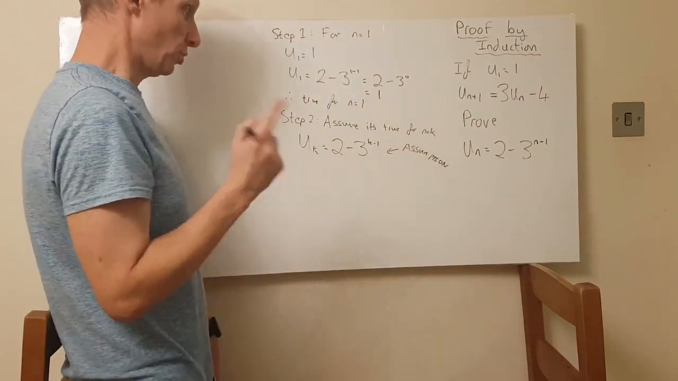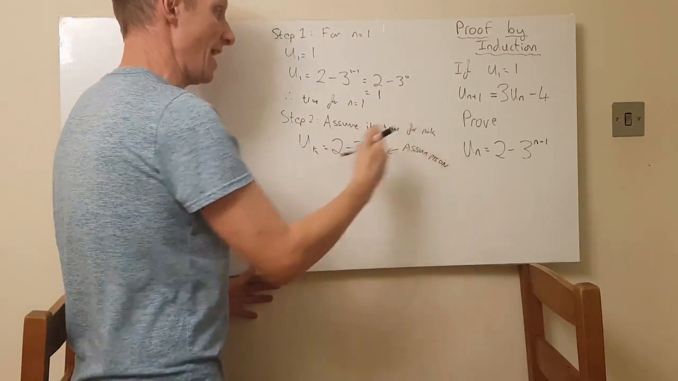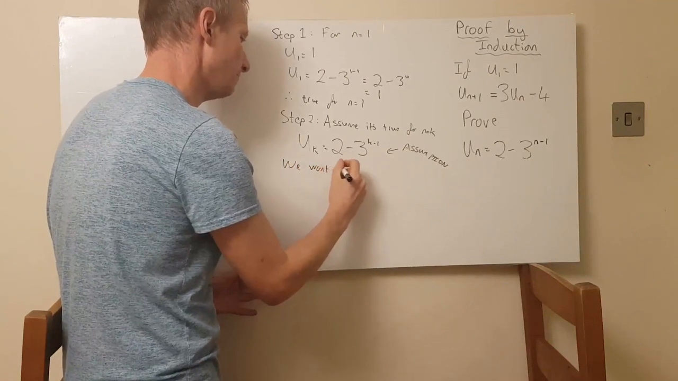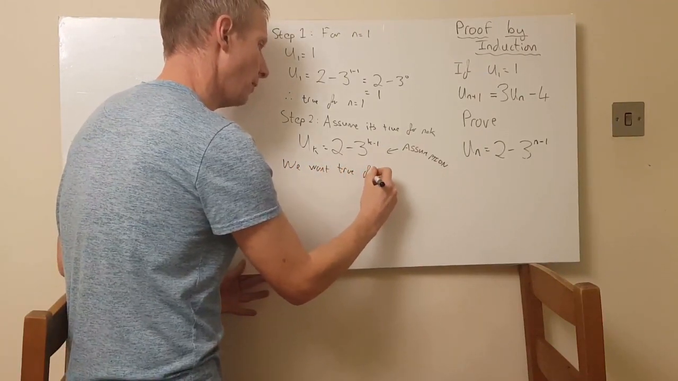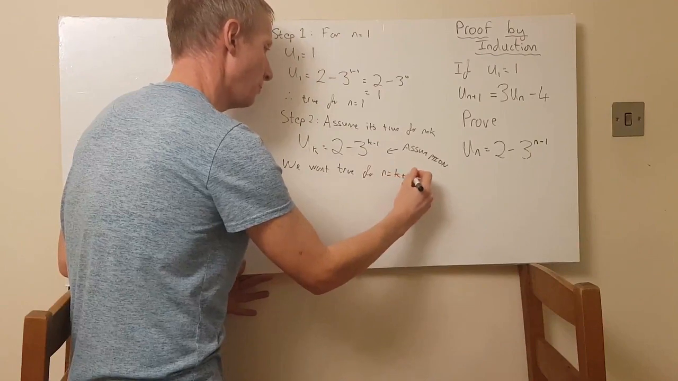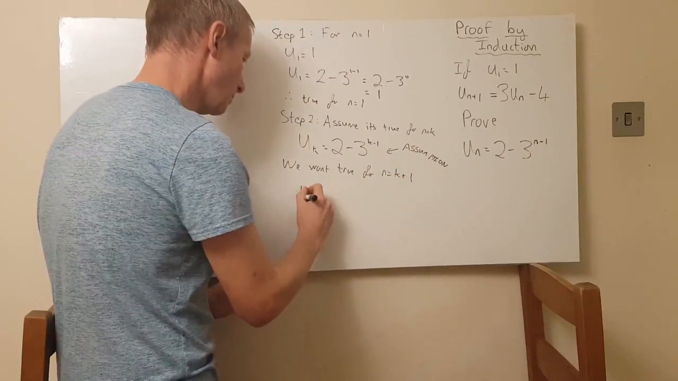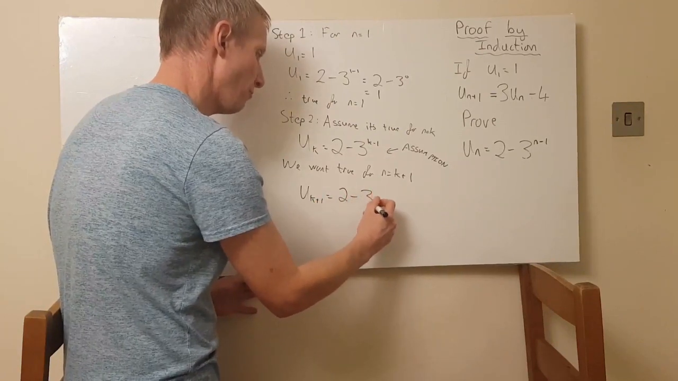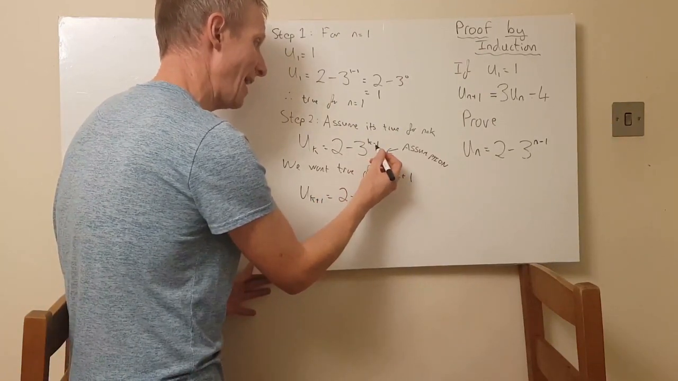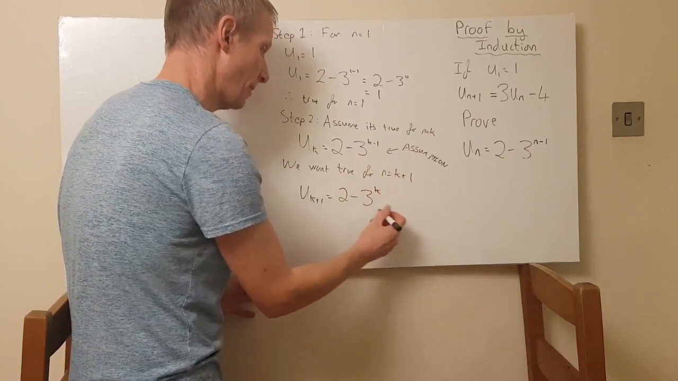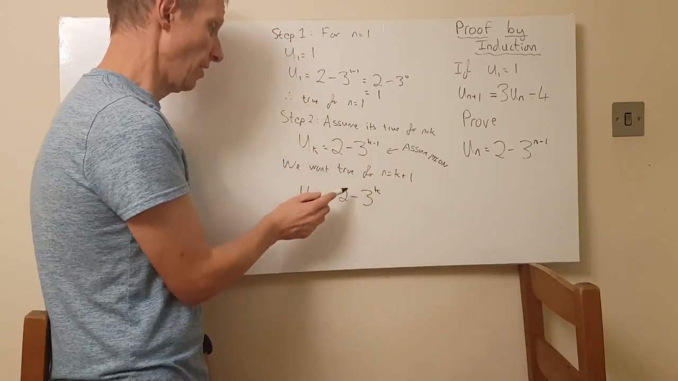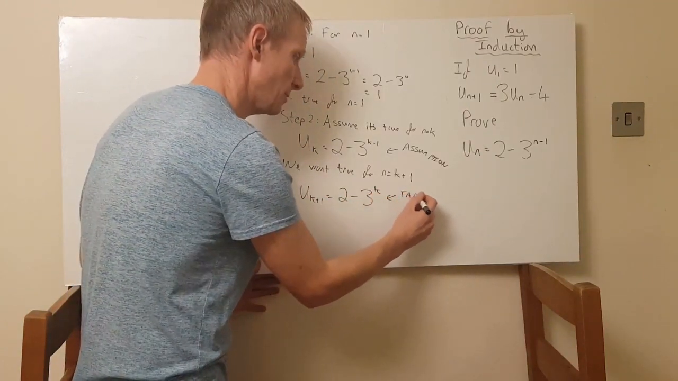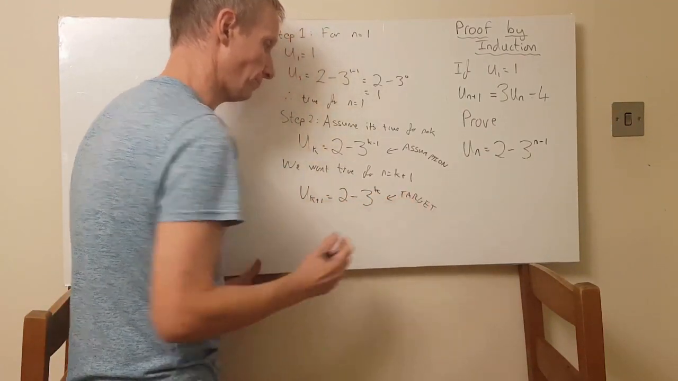What I want to show is what happens when n equals k plus 1. So we want it true for n equals k plus 1. So uk plus 1 equals 2 subtract 3 to the k plus 1 minus 1, which is k. So if this is true, then it will be true for n equals k plus 1. So this is my target that I'm going to be aiming to achieve.